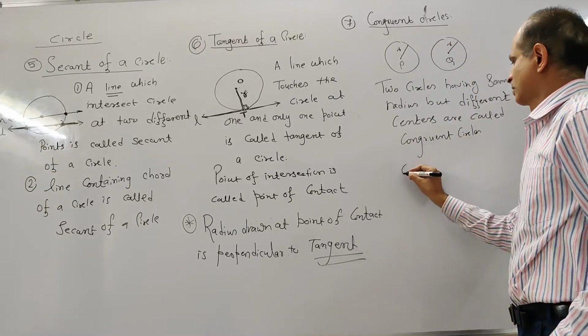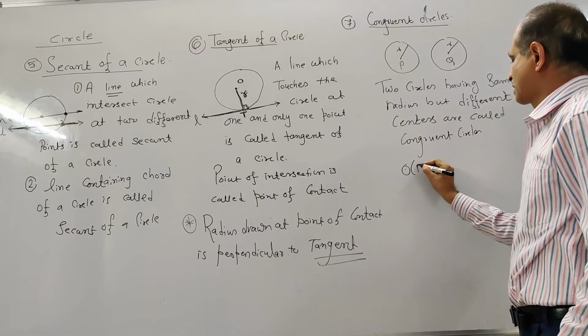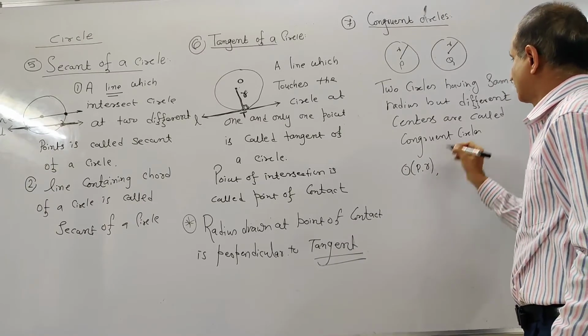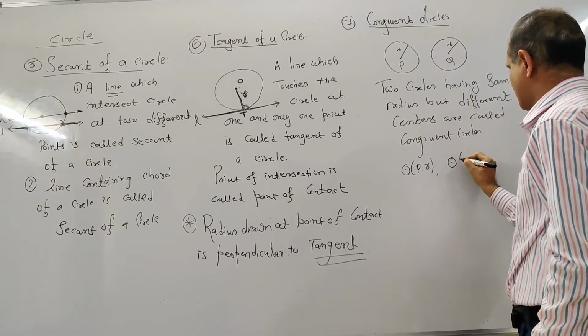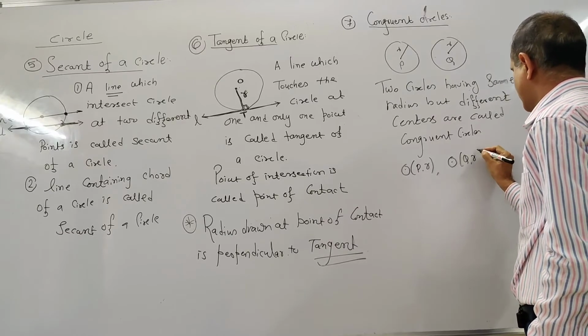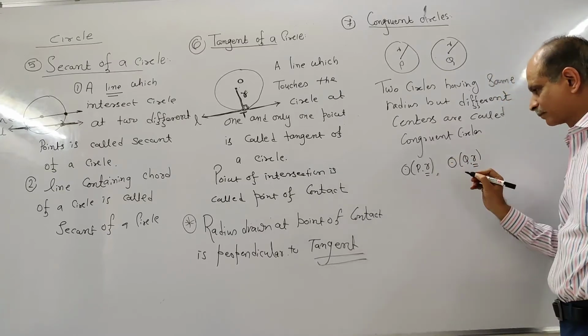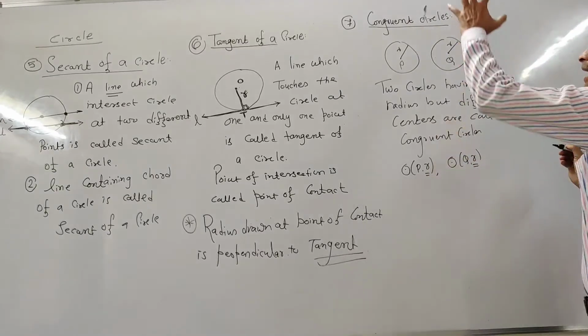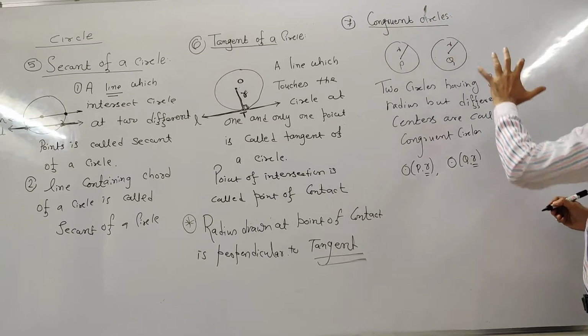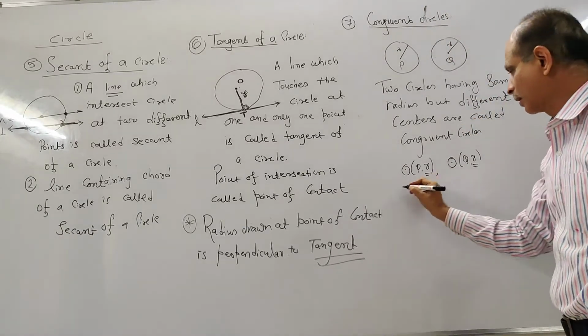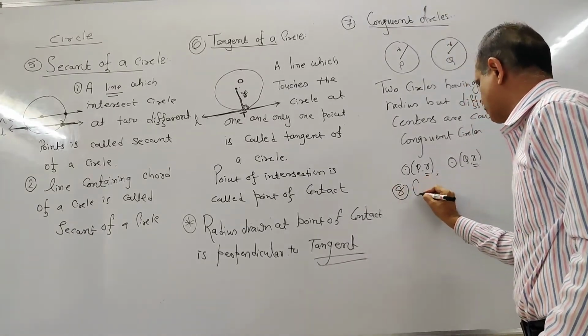Here you can write circle with center P and radius R. Another one is circle with center Q, radius R. Here the radius of both the circles are the same but centers are different, and that's why they are known as congruent circles. Well, concept number 8, that is concentric circle.